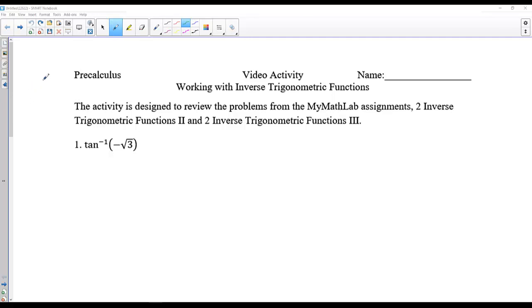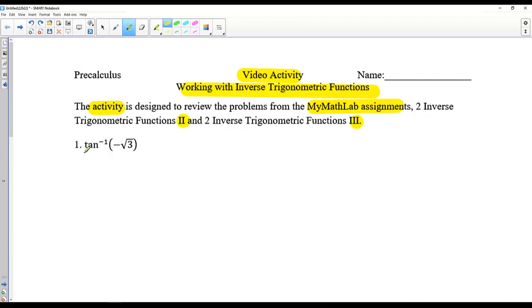It's time for fun with math, and today we are going to go over this homework video activity called Working with Inverse Trigonometric Functions. The activity is designed to review the homework problems from the MyMathLab assignments, Inverse Trigonometric Functions 2 and Inverse Trigonometric Functions 3.